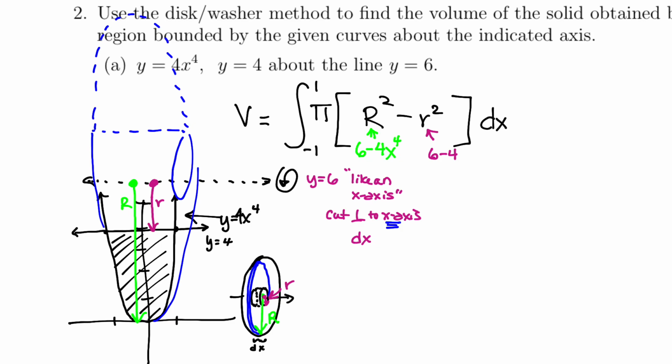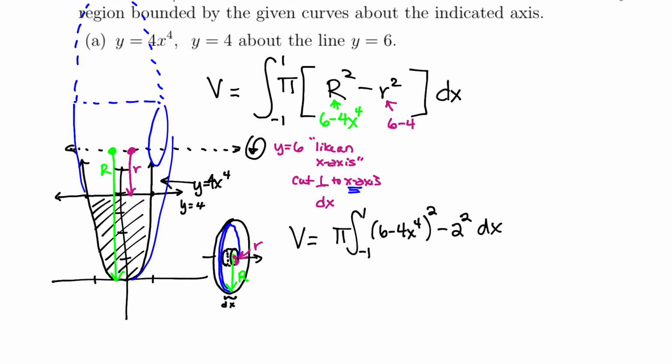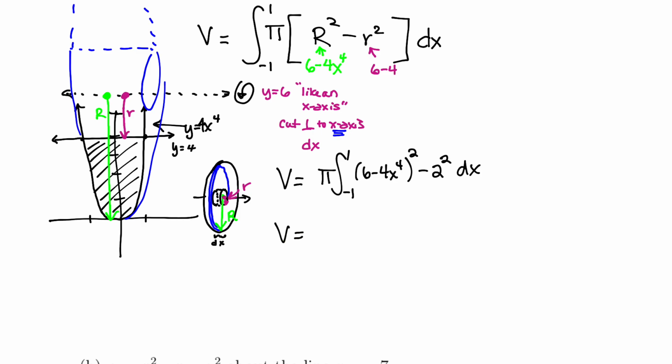So now let's put this down. What do we got here? We've got our volume, and it equals the integral from -1 to +1 of pi times... and what do I have in here? I have (6 minus 4x to the 4th) squared minus 2 squared. And so if we wanted to work it out, maybe we'll just work out this first one, but then just set up the next ones. Let's just work out at least one, I guess.